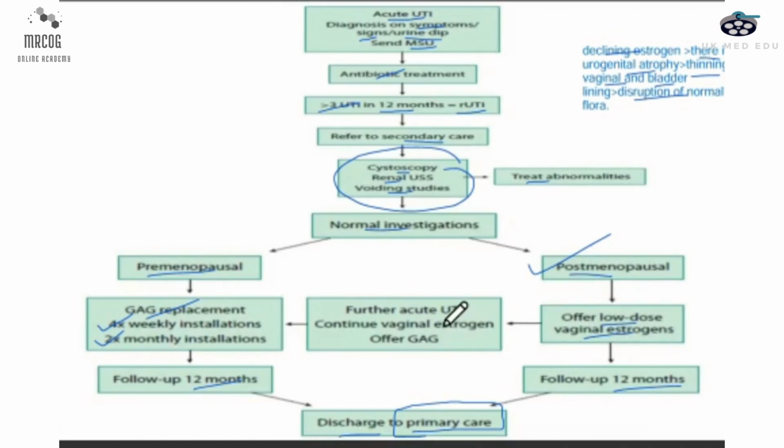Now, if she still gets another acute UTI during this period, we don't stop everything. We continue vaginal estrogen and offer GAG therapy as an additional measure. If she stabilizes, we can confidently discharge her to primary care for continued maintenance. So it's all about balancing investigation, targeted therapy, and follow up. And very importantly, remembering that postmenopausal treatment is a hotspot for exam questions, especially regarding when to offer low dose vaginal estrogen.